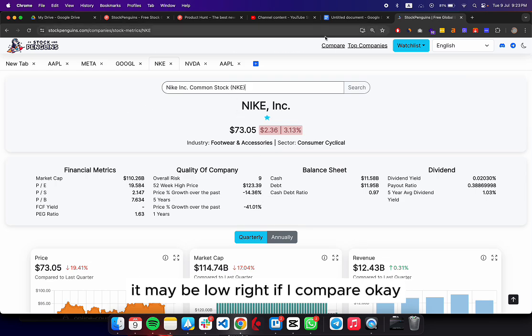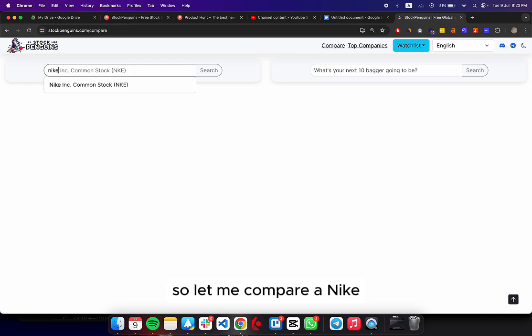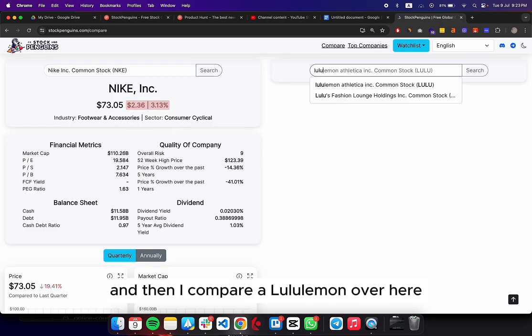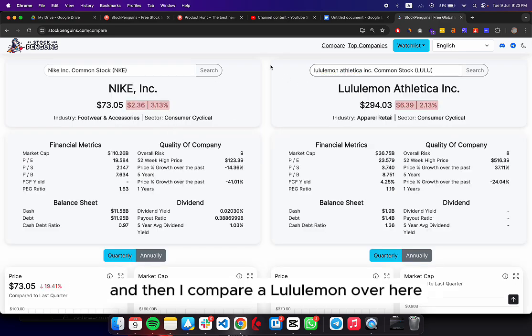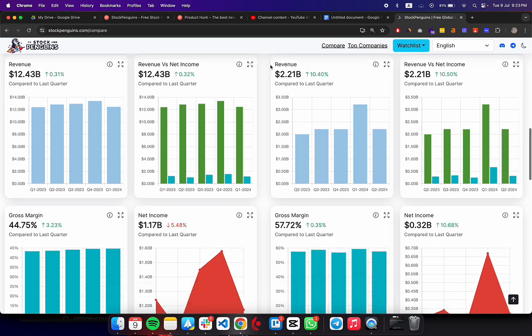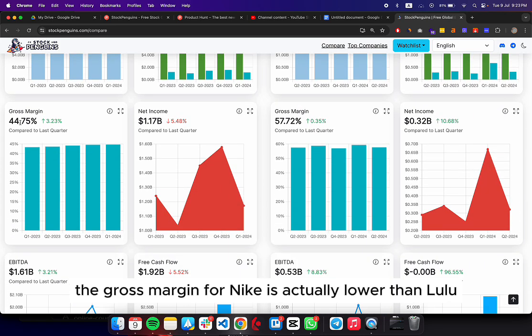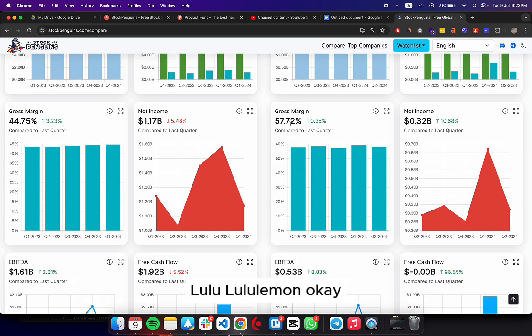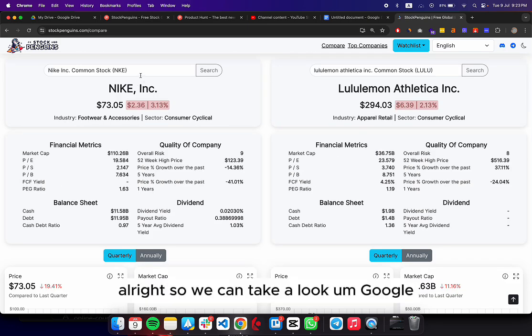If I compare, okay, so let me compare Nike with Lululemon over here. The gross margin for Nike is actually lower than Lululemon. Okay, which means obviously Lululemon makes more money for every unit of clothing sold than Nike. Is that a good thing? Yes, that's a good thing. Yeah. All right.